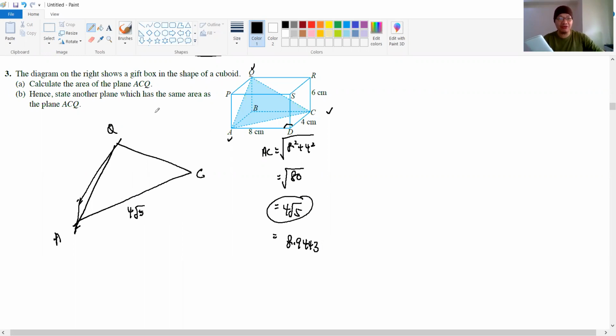Now, how to find AQ? A until Q. This length is 4. This height is 6. So this is 90 degrees again. So hypotenuse, right? AQ will be the square root of 4 squared plus 6 squared. So this is the square root of 16 plus 36. So you are supposed to get square root 52. Square root 52 will simplify to 2 square root 13. But for those using the calculator, you are going to get a decimal.